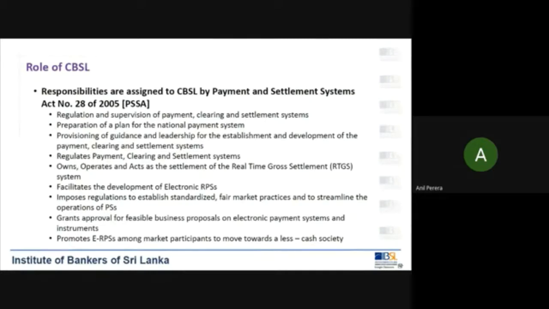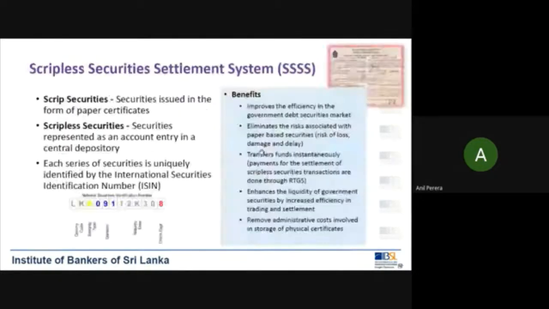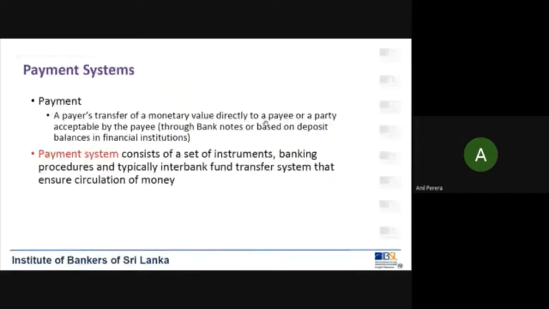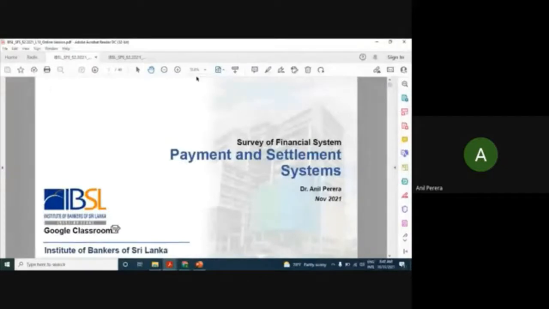To promote a less cash society, we have to have all these mobile-based payments, electronic fund transfers, and QR-based payments. All these technology-driven payment mechanisms should be improved, and the electronic usage of instruments should be improved rather than using physical cash. So that is the direction the central bank is working towards. Okay, I think with that we can conclude this discussion on payment and settlement systems.